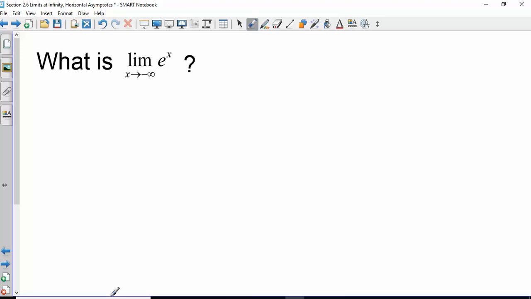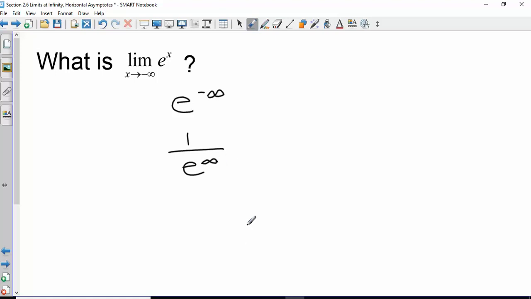We have the limit as x approaches negative infinity of e to the x. So we're trying to get to the point where we can plug this in and figure out what it's going to turn into. If I just plugged in my negative infinity, what does a negative exponent do? Flips it. So this just becomes 1 over e to the infinity.